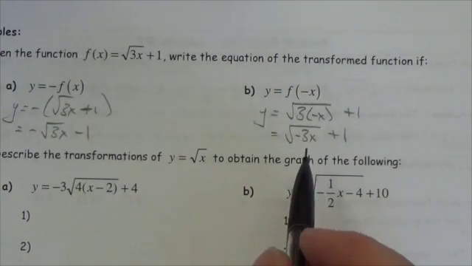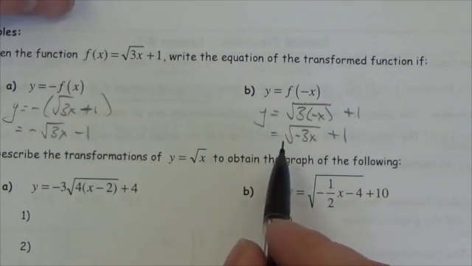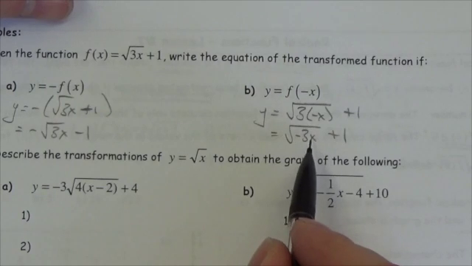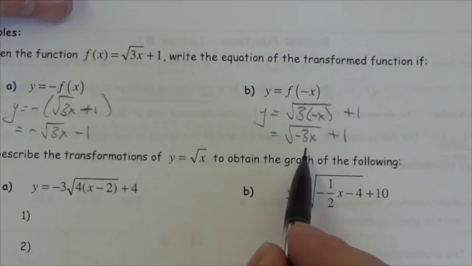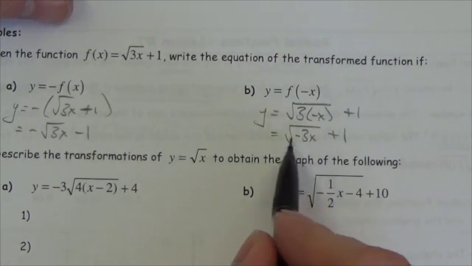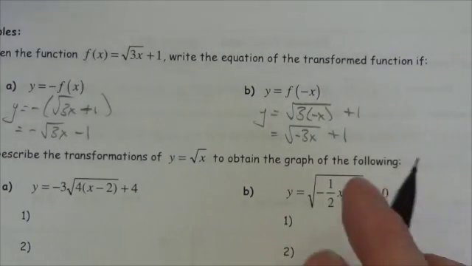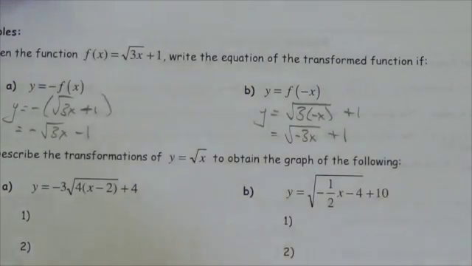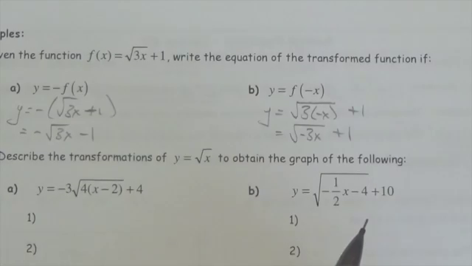Yeah, that's true. But this is causing a horizontal reflection. So as long as the values of x are also negative, then what will end up being in here will be a positive, and that'll be okay. I can take the square root of that. So that's fine. So anyway, that's what that particular function will look like.